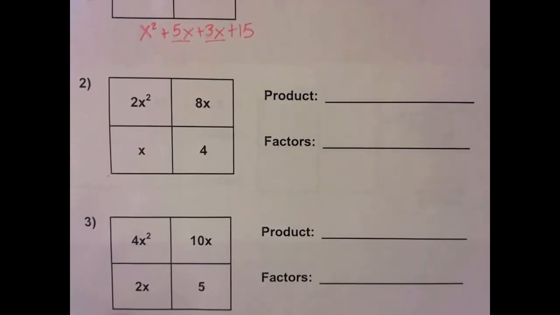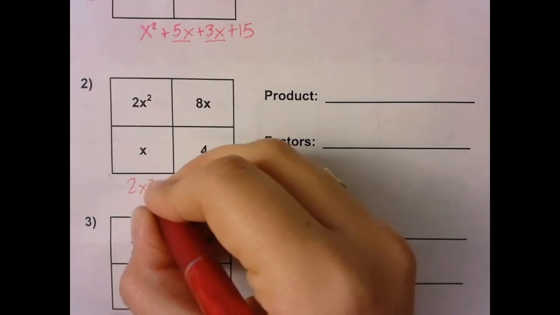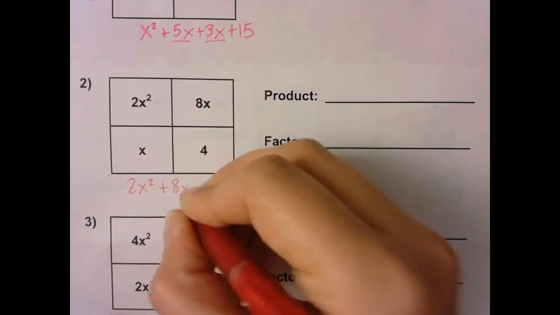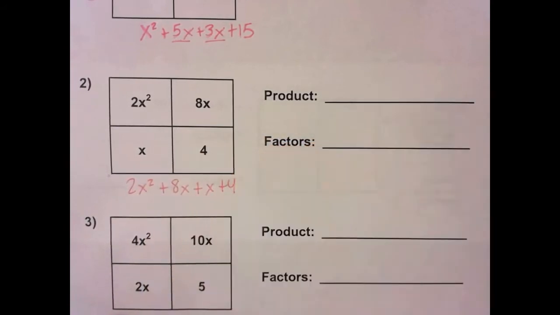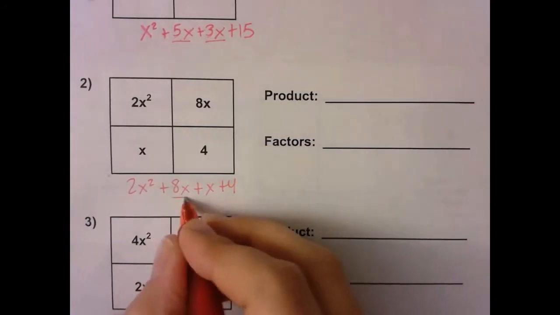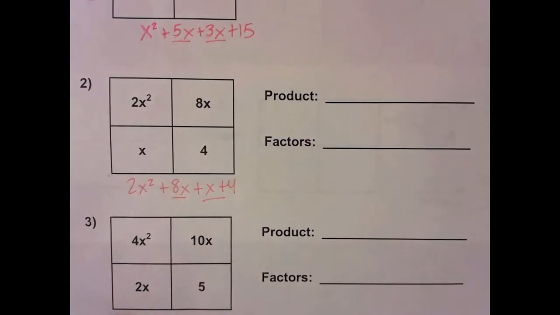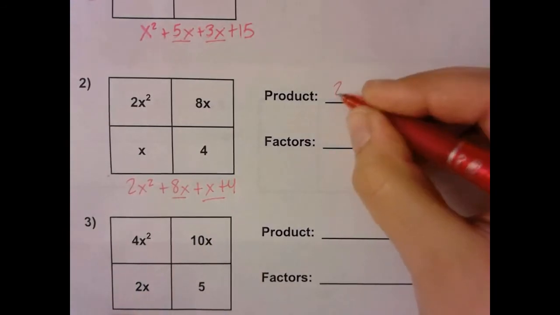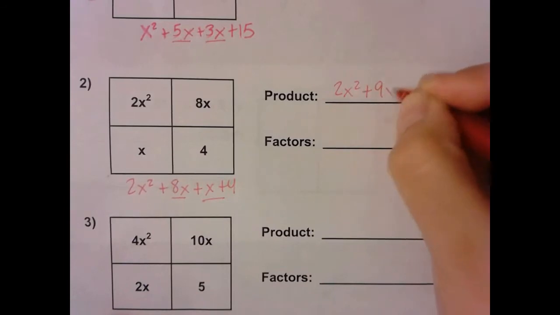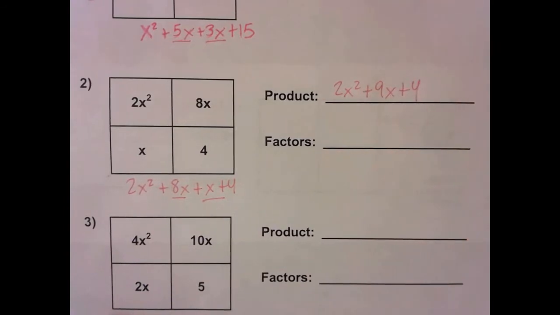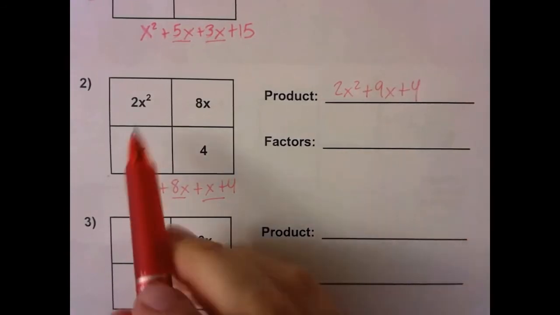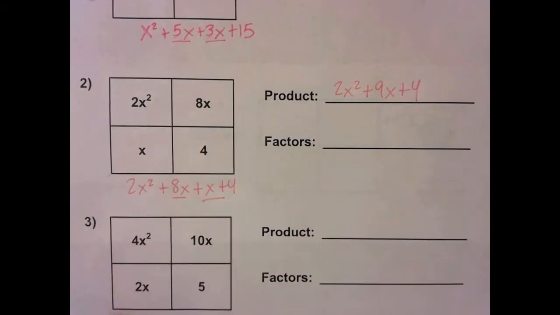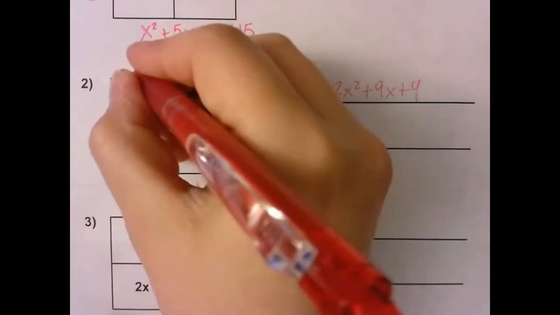Okay, so the product, again, is what we get when we take everything out of the box. So I'm going to write that down here. 2x squared plus 8x plus x plus 4. So ask yourself, do you see any like terms? Yeah, 8x and x. So what's our product? You should get 2x squared plus 9x plus 4. All right, what do 2x squared and x have in common? Just x.